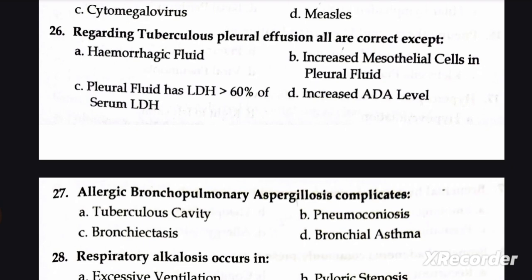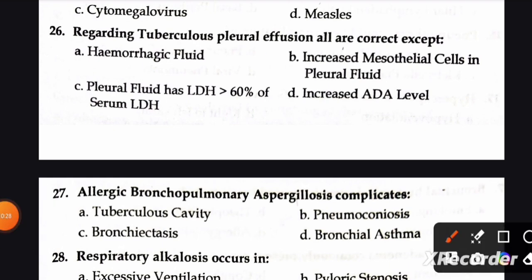All are correct except A hemorrhagic fluid, B increased mesothelial cell in pleural fluid, C pleural fluid has LDH less than 60% of serum LDH, D decreased ADA level. Right option is B, increased mesothelial cell in pleural fluid.